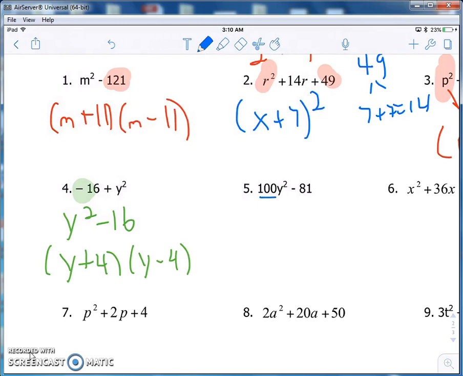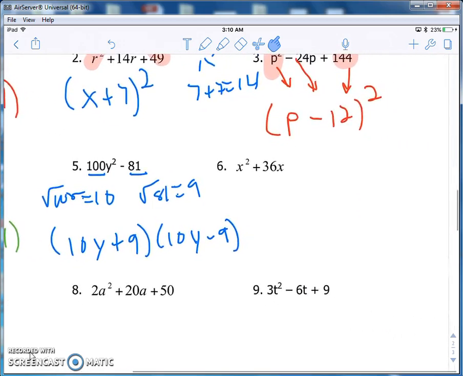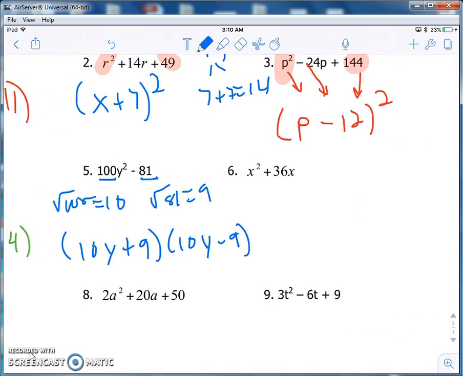Number 5, 100 is a perfect square, 81 is a perfect square, y squared is a perfect square. So we have a difference of squares. We factor to square root of the first. So square root of 100 is 10. Square root of 81 is 9. We're going to factor to 10y plus 9 and 10y minus 9. Again, I encourage you to pause, work these on your own, and then double check with me.